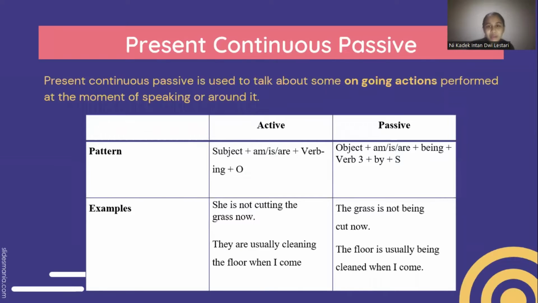So now we're gonna move to present continuous passive. Present continuous passive is used to talk about some ongoing action performed at the moment of speaking or around it. So the pattern for active sentences is subject plus to be plus verb-ing plus object. And then for passive, object plus to be plus being plus verb 3 plus by plus subject.